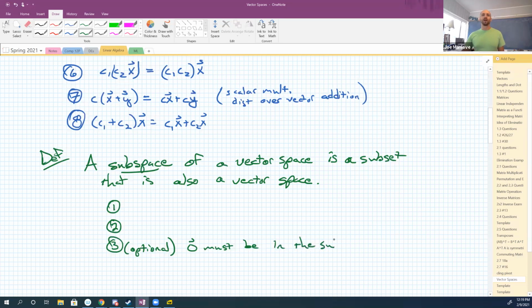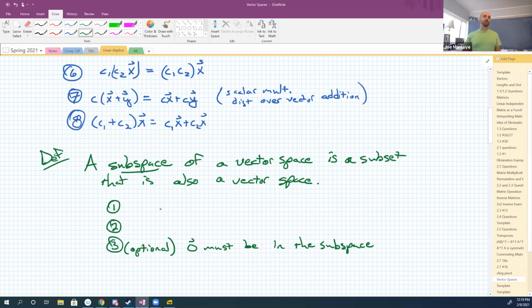So I'm going to put that one down here as a first things first. You should really check this. Zero has to be in the subspace. If 0 is not in there, then it doesn't stand a chance in hell of being a subspace.